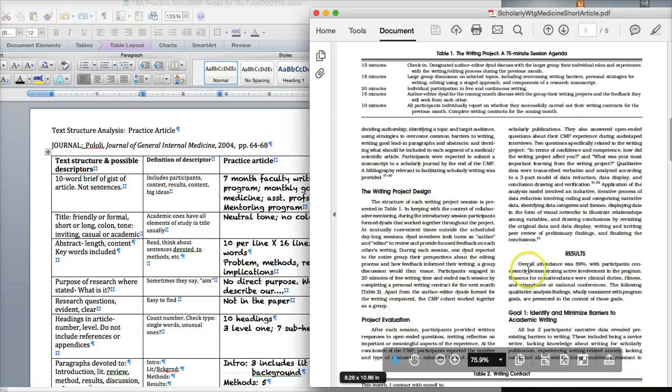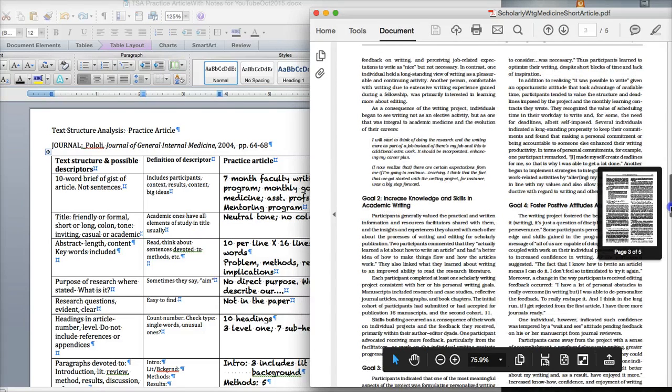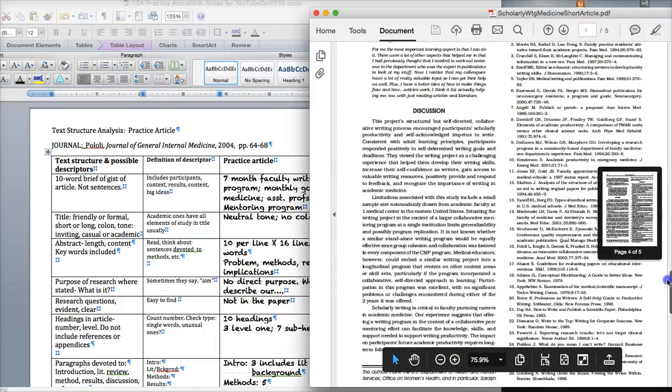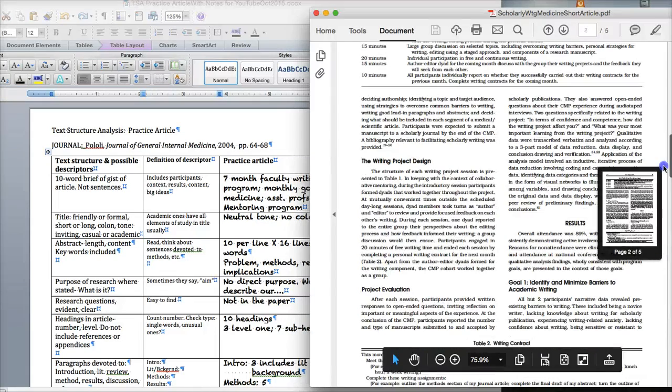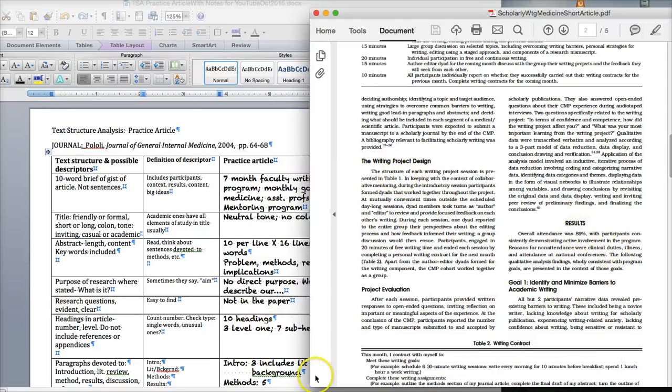Writing project design, project evaluations, results, goal 1, etc. And then let's go to the next page. I guess I have to scroll this down. It kind of jumps. Goal 1, goal 2, goal 3, discussion. I didn't include the references. When I totaled all those up, there were 10 headings, and there were 3 level 1. I called this level 1, and there were 7 level 2 subheadings.